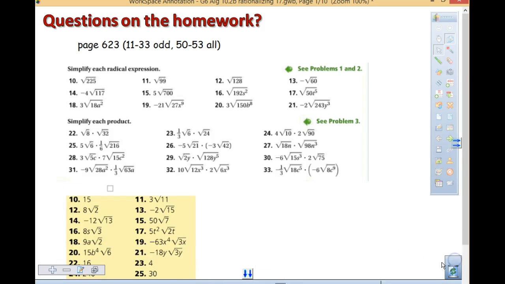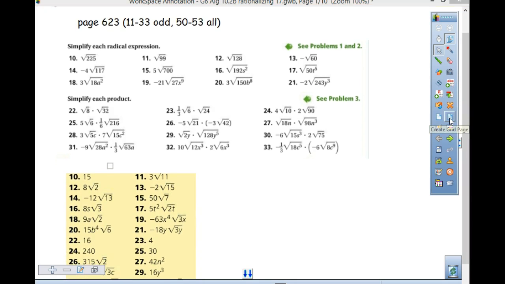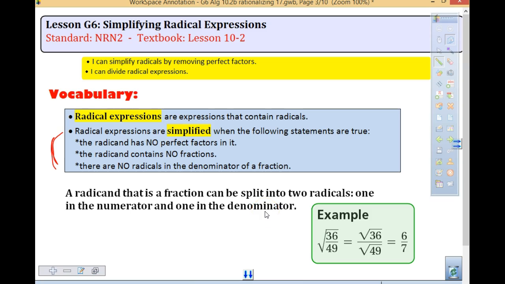So as you were looking at those questions, here are those answers. The odds were back there, though, that you were looking at. So if we are looking at 27, 29, or 32, 33. So when I look at number 33, as I'm simplifying, this is yesterday's notes, simplifying our radical expressions.